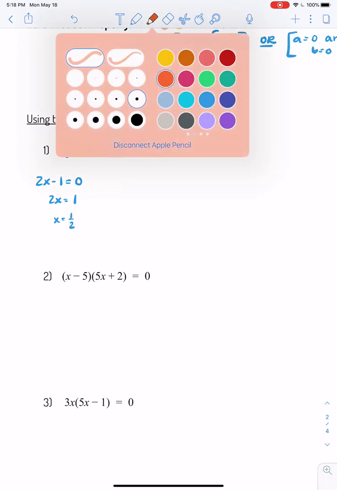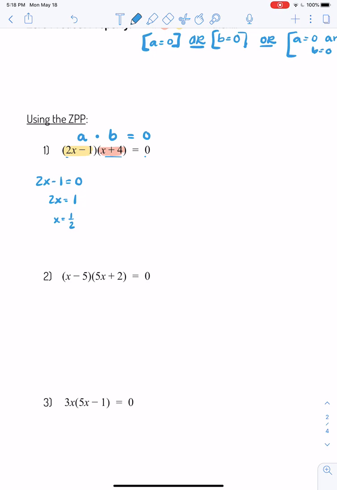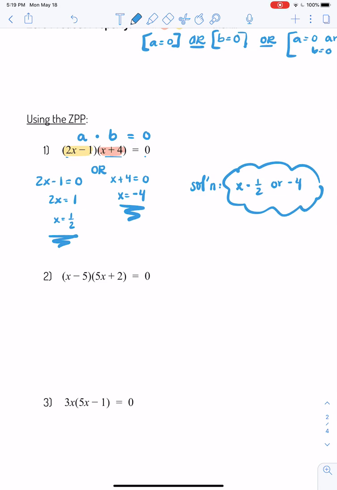And we'll repeat for b. x plus 4 equals 0, because remember, it could be a is equal to 0 or b is equal to 0, or both. Subtract 4. So we get two values of x. So our solution is x is equal to 1/2 or -4. Both of them are part of the answer.